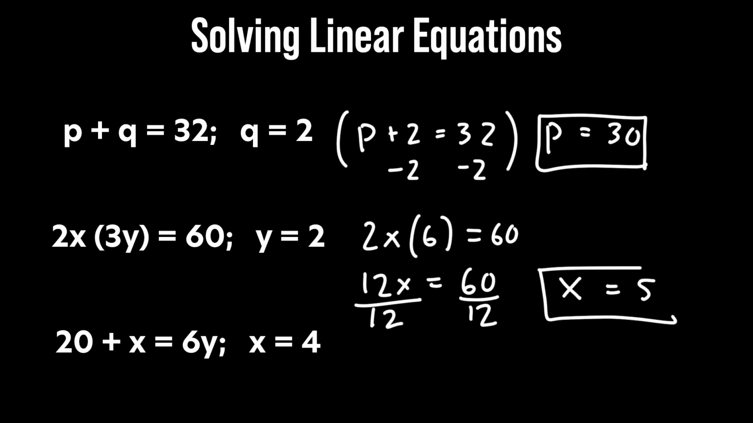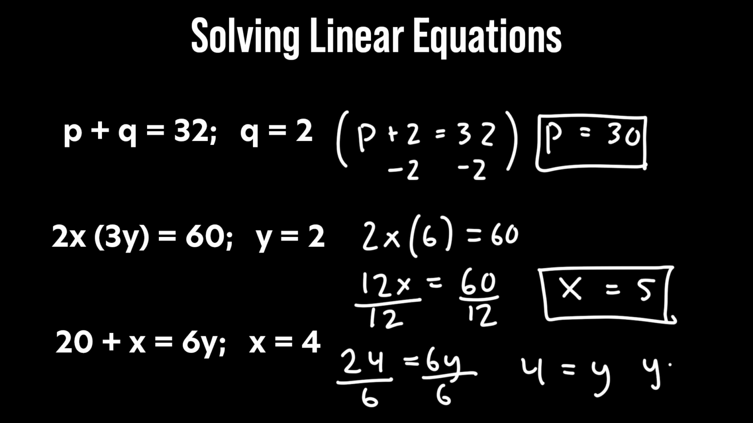So that's our answer. Lastly, let's solve this third one here. So x equals 4. Let's plug in 4 for x. So we'll have 20 plus 4, and we know that is going to be 24 equals 6y. And so we can divide both sides by 6 in order to isolate the y variable here. 24 divided by 6 is 4. And on the right-hand side, we have y. 4 equals y, so that means y is equal to 4.